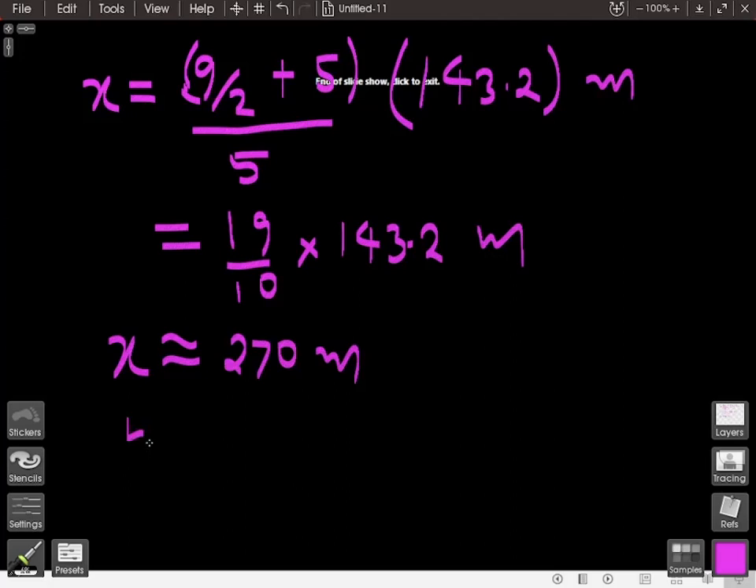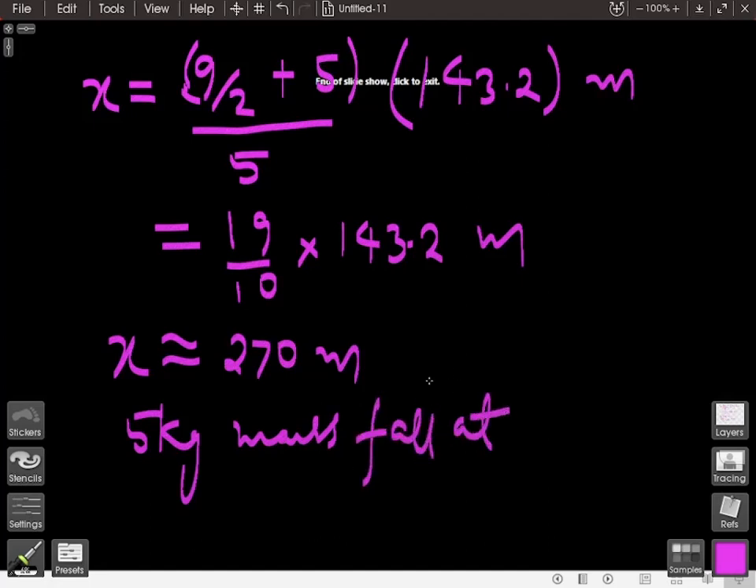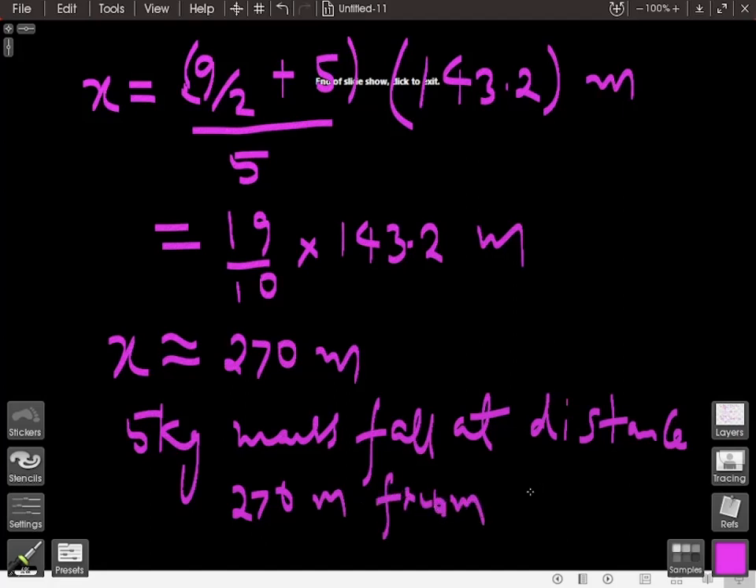Okay, so the 5 kg mass falls at a distance of 270 meters from the origin.